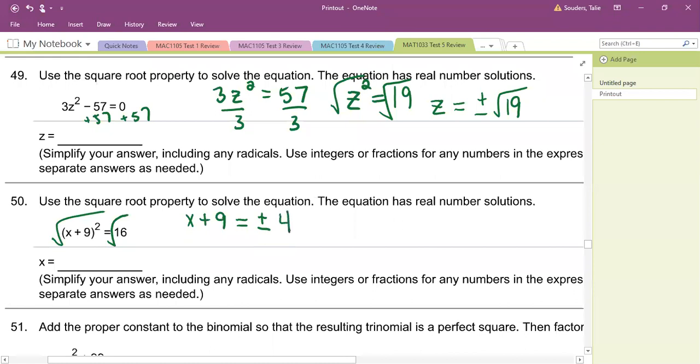Now be careful here. The next step could be to subtract. There's two ways to do it from here. So one way is you could subtract 9 from both sides, but I would recommend writing the 9 first. So negative 9 plus or minus 4, and then work it out, right? What is negative 9 plus 4? Negative 5. And then what is negative 9 minus 4? Negative 13.